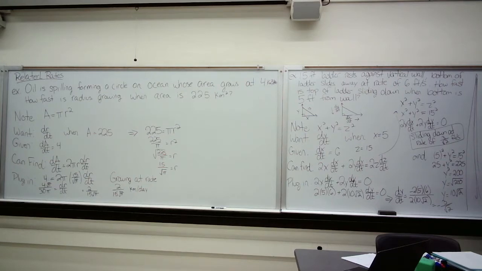Left it as negative 3 over square root, would that be wrong on the exam? I would say just go ahead and write sliding down at whatever rate, just because this is the proper way to describe it.